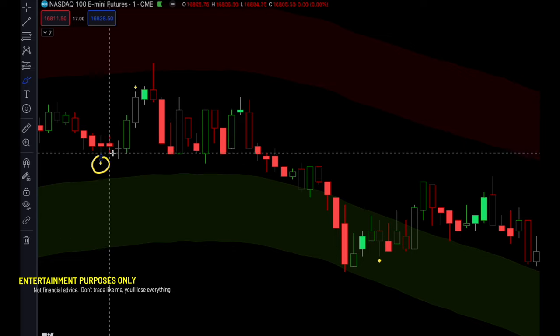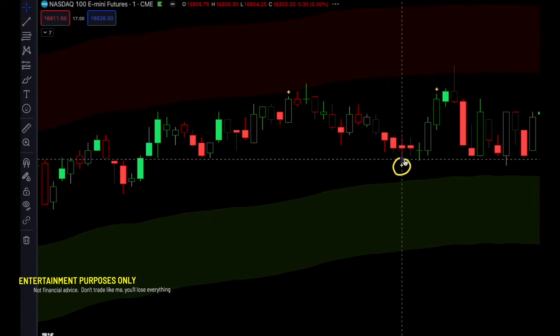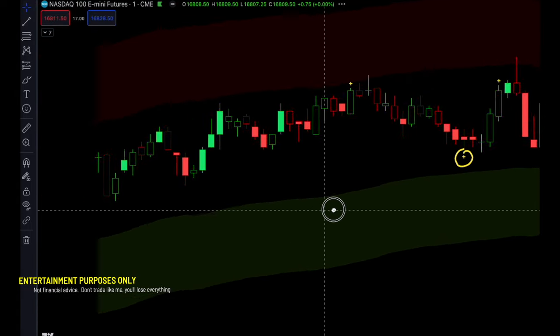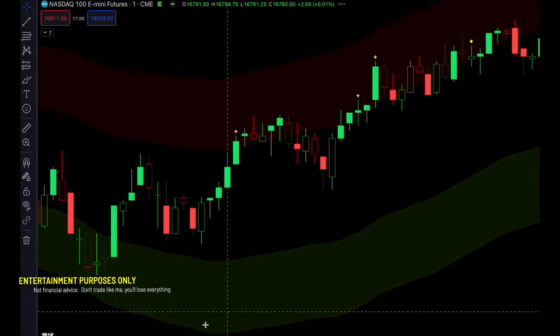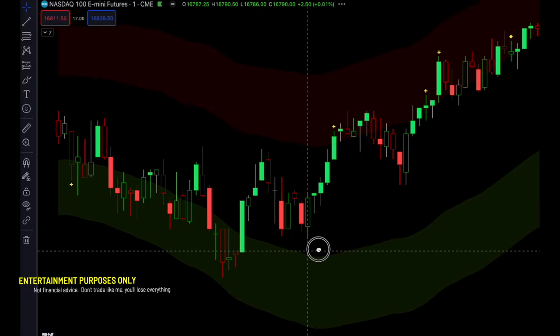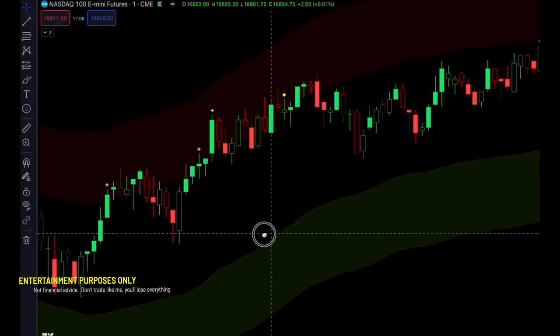Over here, we have an early reversal pattern, and it does actually reverse, but that's only one piece of evidence. I'm not in the cloud. I'm not too inclined to take that trade. So let's look at another trade that I would take.